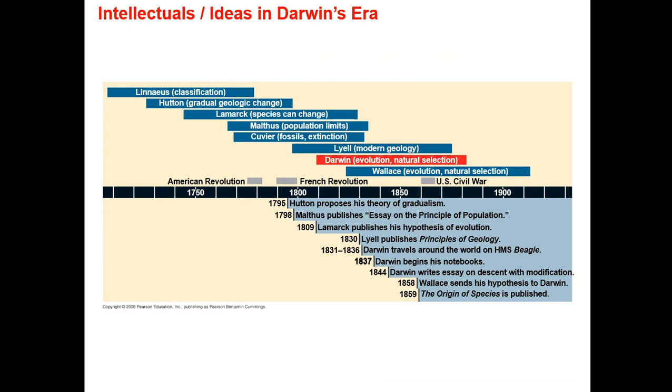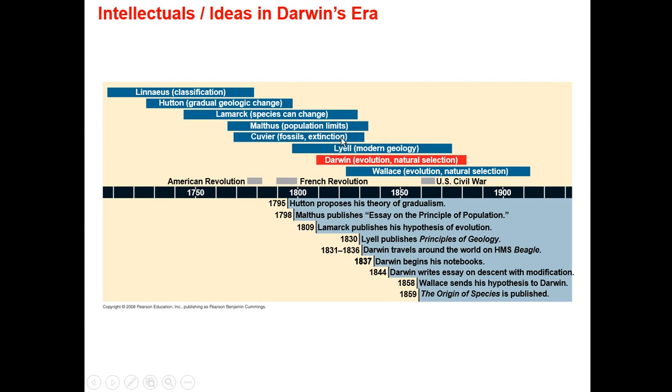Next, here is a timeline, class, showing the development of classification. You will see different scientists who contributed to the development of the ideas of Darwin. Starting from Linnaeus, who pertains to the classification of life, and Newton, gradual geologic change. Also, Lamarck, who is somewhat synonymous with Linnaeus; according to him, species can change. Also Thomas Malthus, population limits. Cuvier, fossils and extinction; he described that.